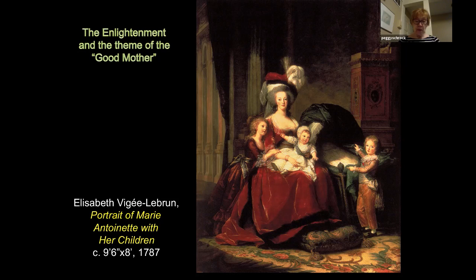And it was almost an impossible task from the beginning, because on the one hand, she's the Queen of France, she has to be shown in some sort of regal, formal manner, but she brings in the children. How do you think this was accepted? Do you think they bought it? Nah, not a chance. People made fun of this painting even at the time.